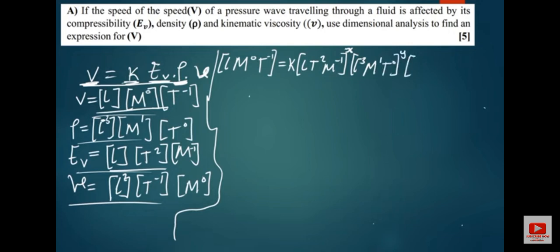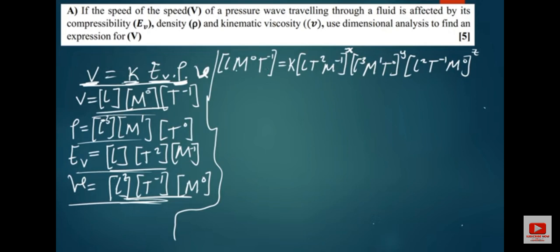Then the dimensions for kinematic viscosity are simply L2, T -1, then M0. Then I'll raise this to the power Z. This is the formula that we have. Now, our duty here is to find the values of X, Y, and Z. That is what we are supposed to do.